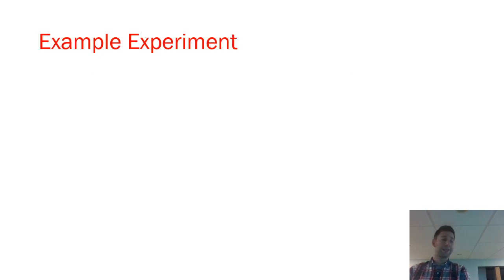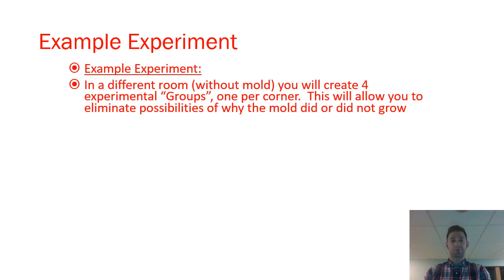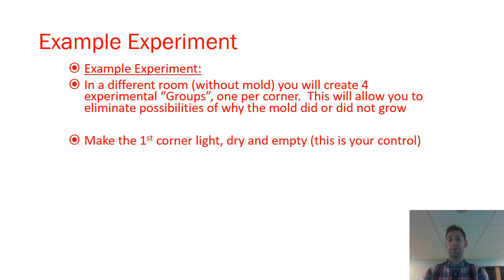So here's the example experiment that I would set up for this lab. I find a different room without any mold in it, and I create 4 experimental groups in each of the corners. By doing this, it allows me to control which variables may or may not be impacting the mold growth, and basically test out those hypotheses one at a time.